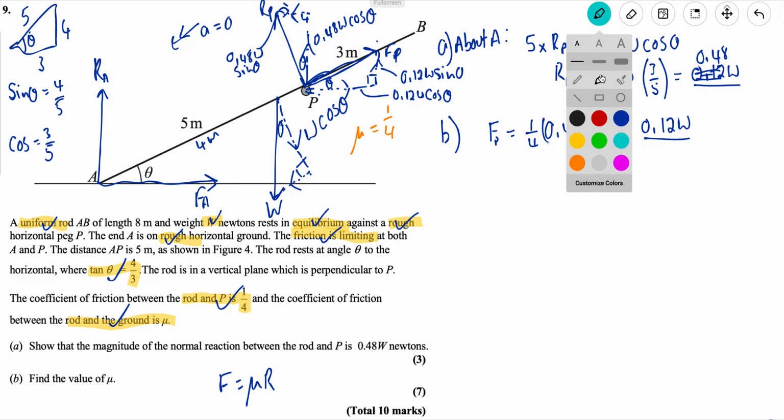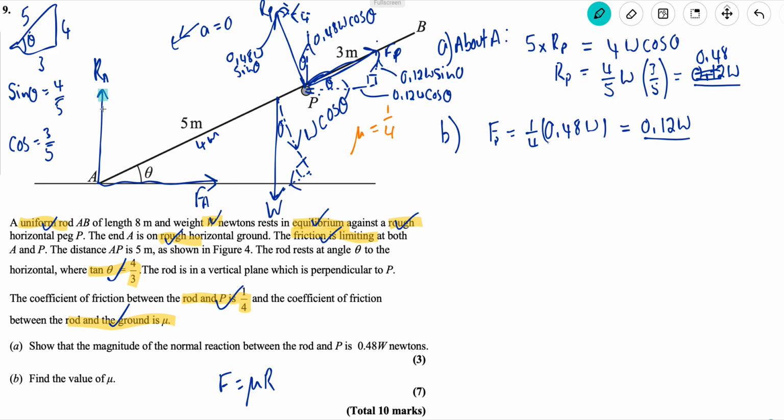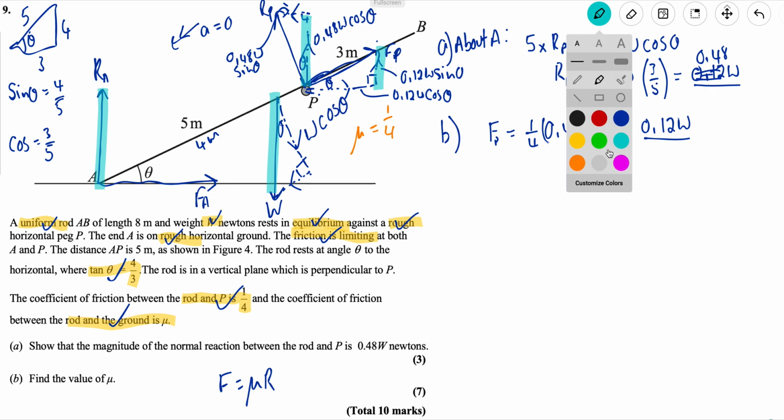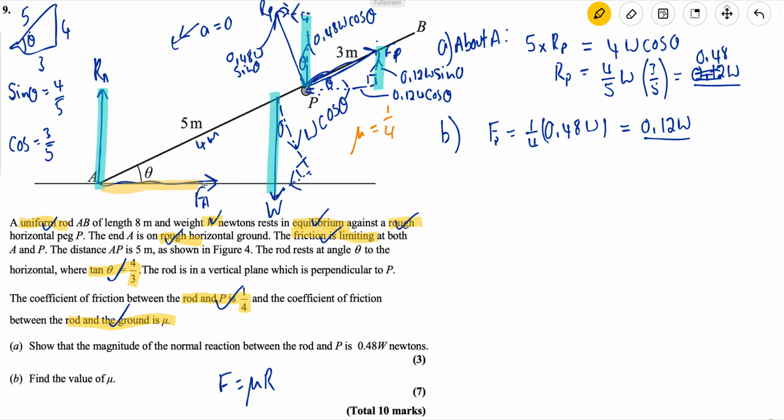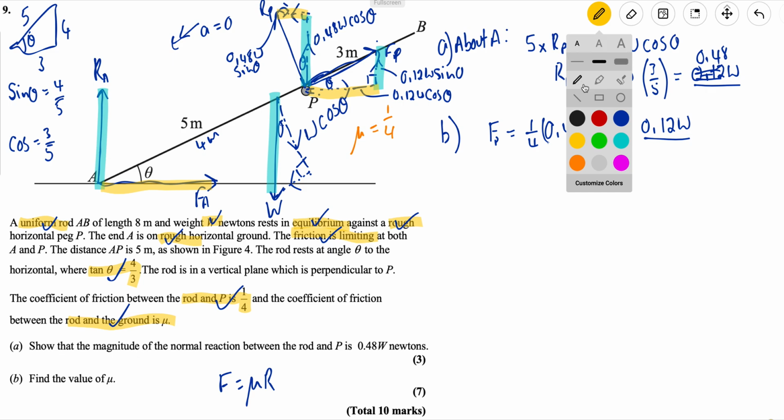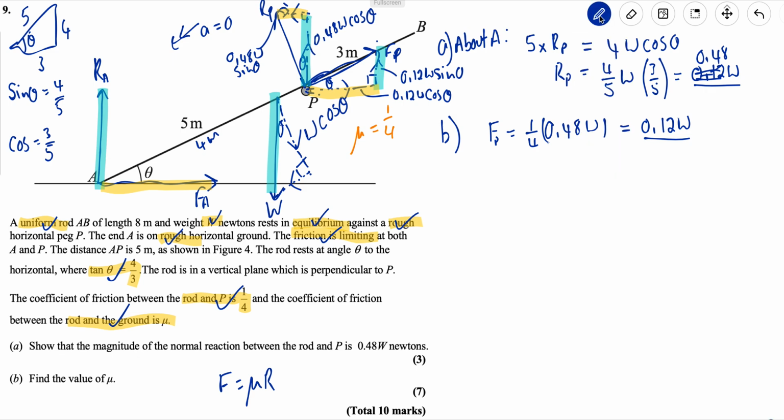Sometimes it's actually good to just mark them with a coloured pen so you can see them, you don't miss any. So there's a vertical component going across, I've got another vertical component there, I've got one here, and I've got one here. And then the horizontal components, I've got one going across here, none there, one here, and one here. So now I can make my equations.